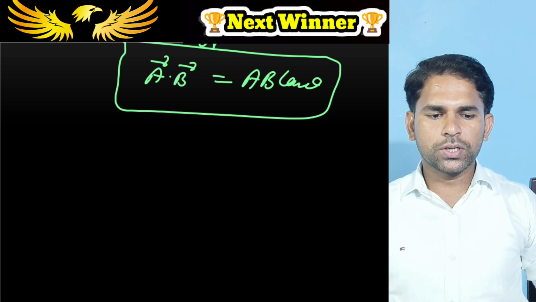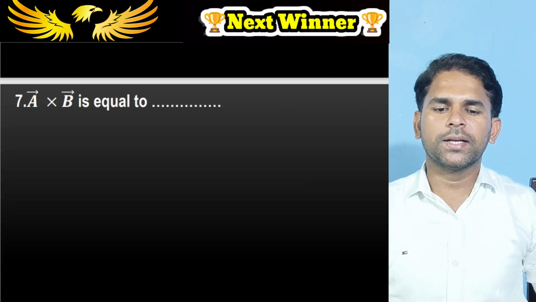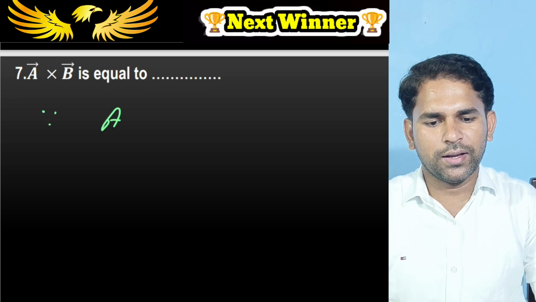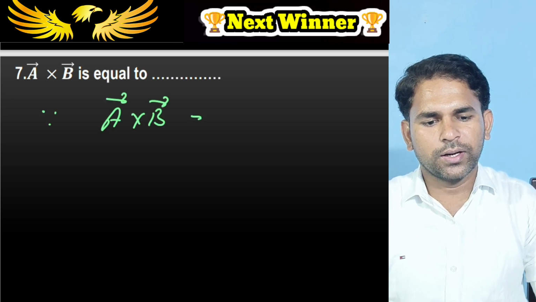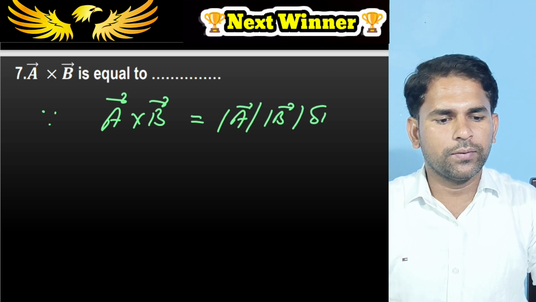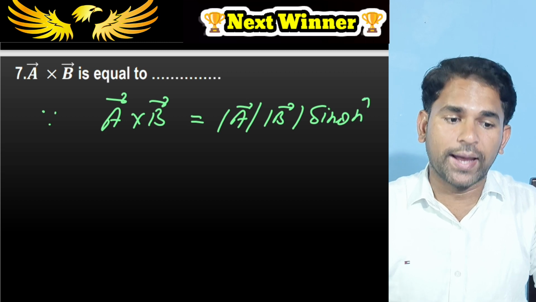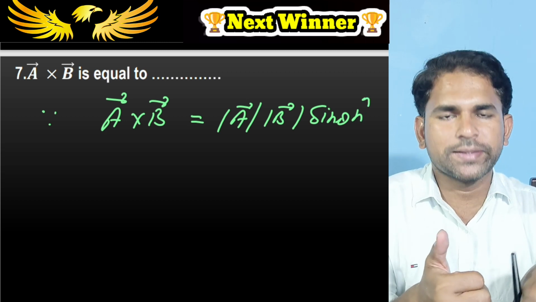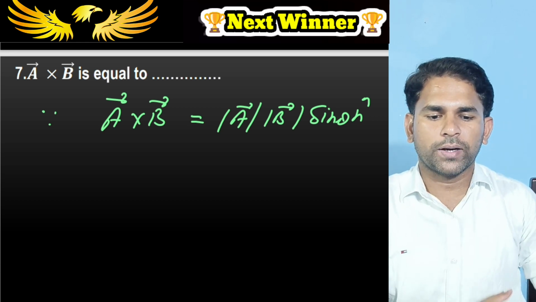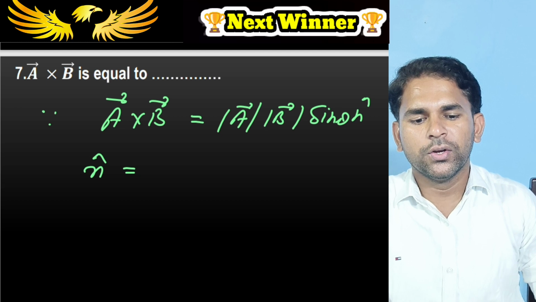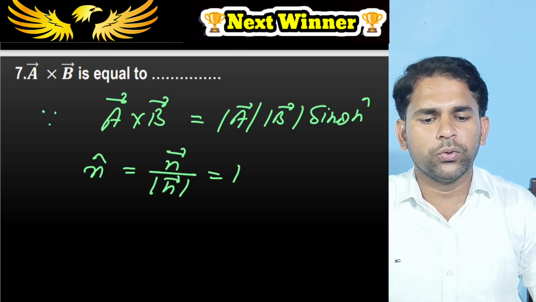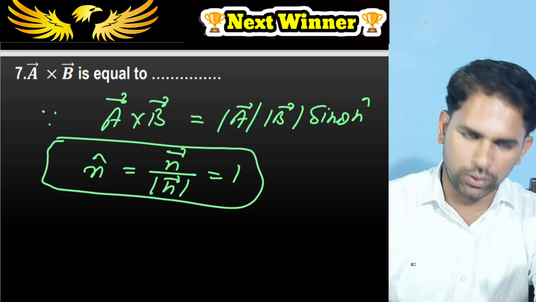Next question. Similarly, they are asking A cross B. A cross B is equal to A into magnitude of B, along with sin theta and n cap. N cap is a unit vector, or we can say unit normal vector, which gives only one value. So how can we find the unit normal vector? N cap is equal to vector n divided by its magnitude. Obviously, if it is a unit vector, we can consider the value as 1, no issues.